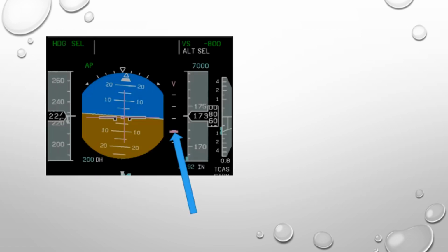On this image, what you are seeing is that the lateral mode is heading select, the vertical mode is vertical speed, and the speed is at minus 800 feet per minute.